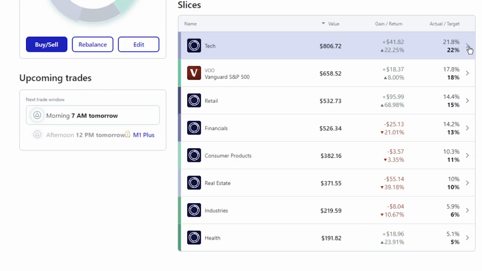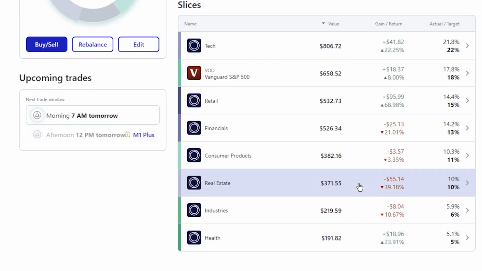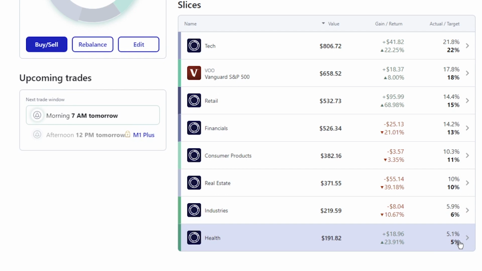As a quick example, if we look down here in the health section, we're going to see that the actual percentage is 5.1%, and then the target is 5%. So this is essentially over its target, so it will get allocated almost nothing to very little money in my next deposit.